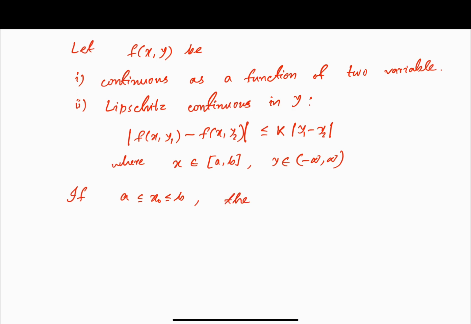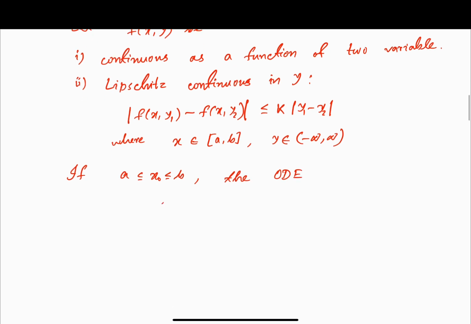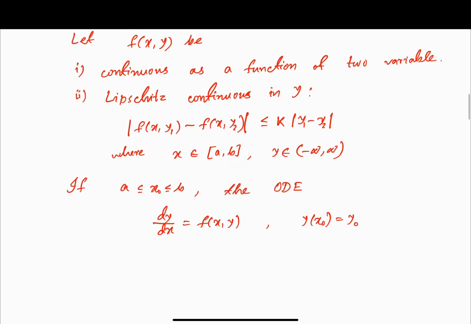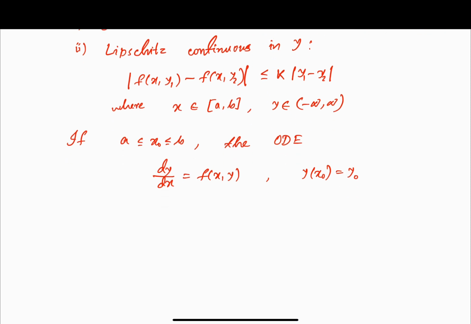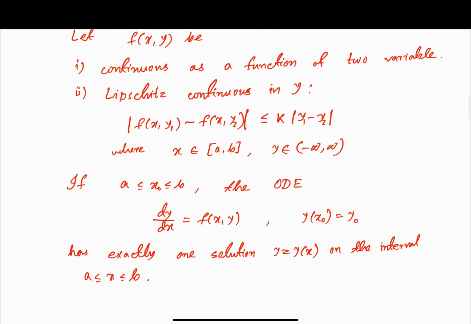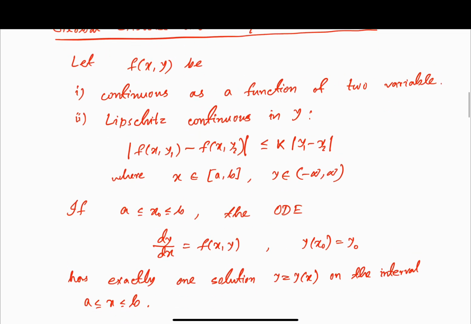then the corresponding ordinary differential equation, dy/dx = f(x,y), with the initial condition at some point x0 being y0, then if f is continuous in both variables and Lipschitz continuous in the second variable, this ODE has exactly one solution, meaning a unique solution, y = y(x) on the interval a less than x less than b, meaning for all x in (a,b). That's why it's called the global existence and uniqueness theorem.